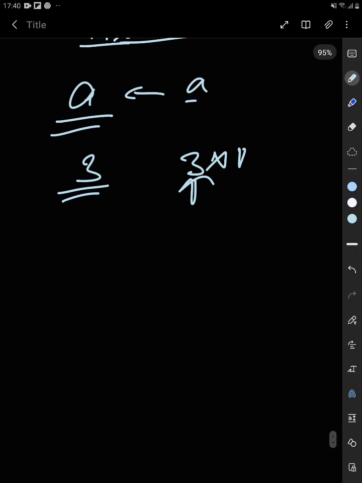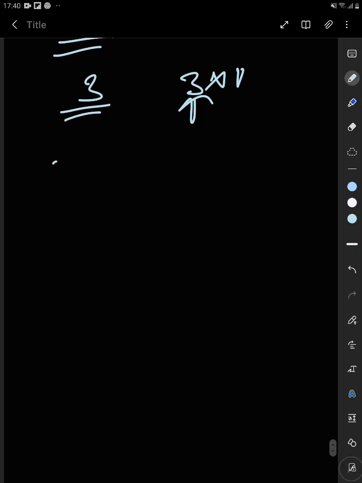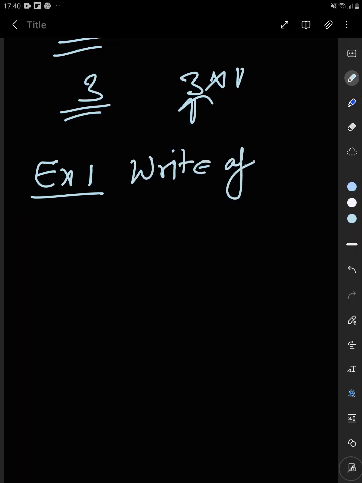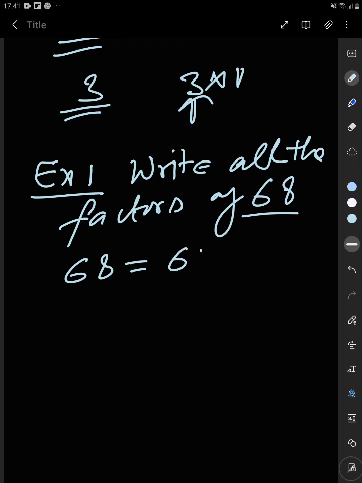We'll take up exercise 3.1 in the next chapter, but we'll solve a few examples over here. Example number 1: write all the factors of 68. Let's find out all the factors. So 68 can be the product of 68 and 1. So we found 2 here.